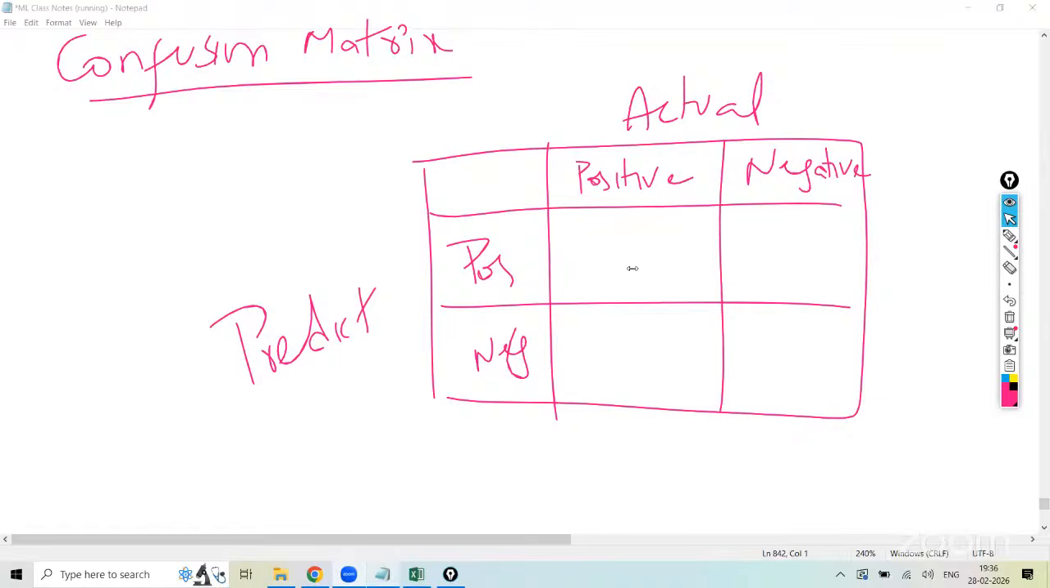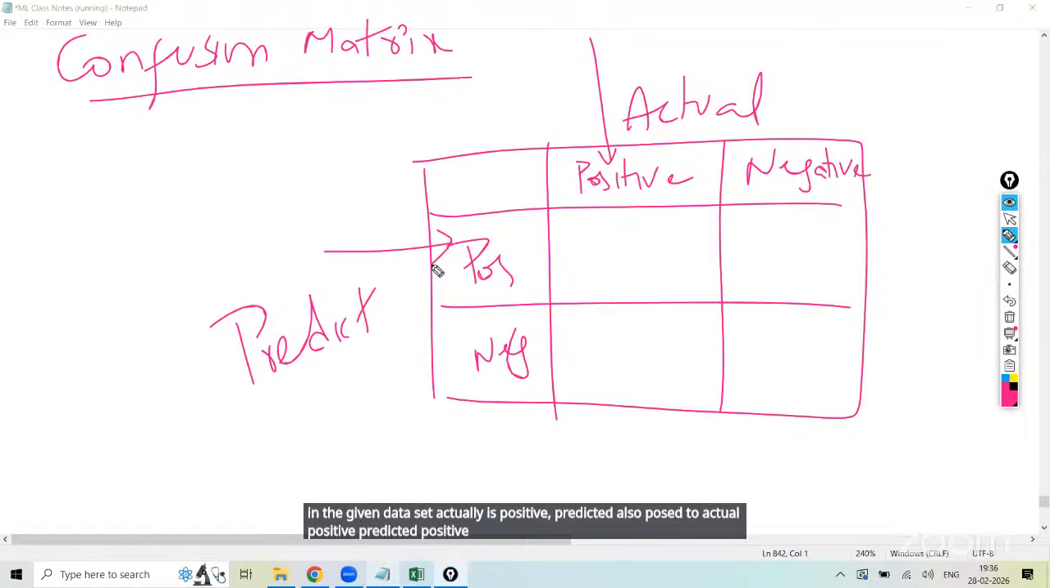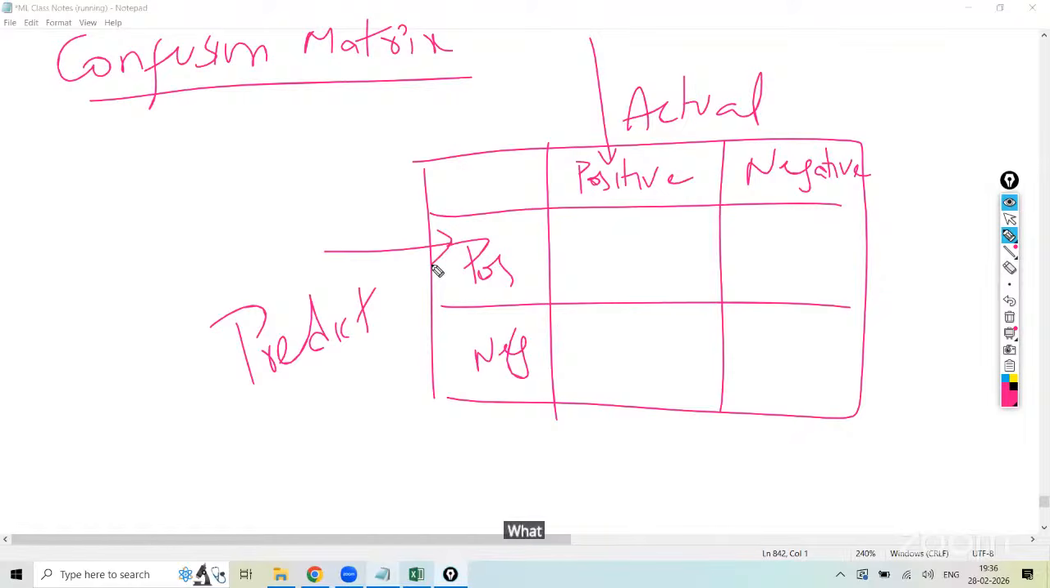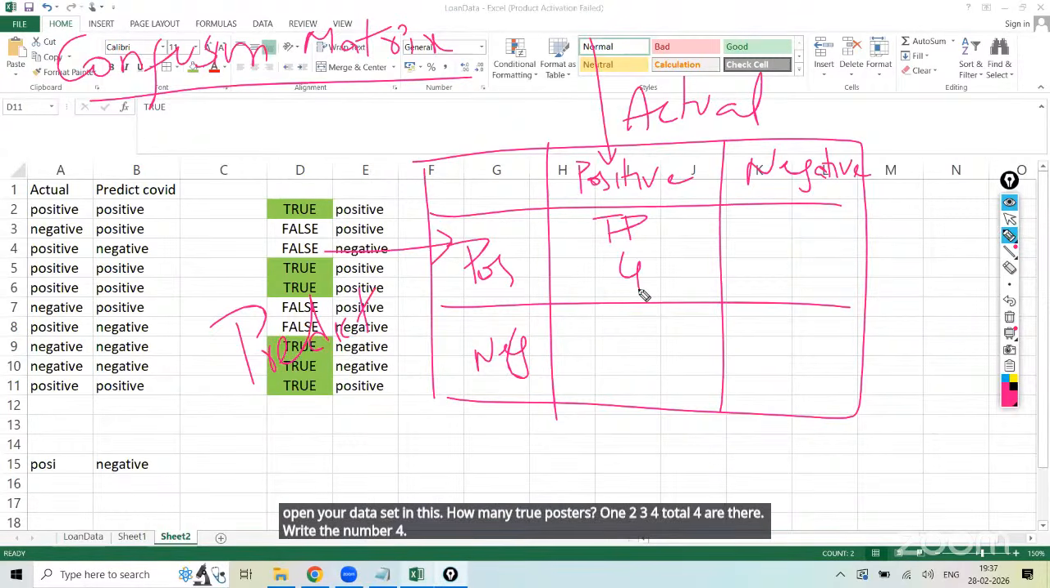Now, here we have to say in the given data set, actual is positive, predicted also positive. Actual positive, predicted positive. What is it called? What is the name for actual positive, predicted positive? True positive. Now, how many records are there in your data set? Open your data set. In this, how many true positives? 1, 2, 3, 4. Total 4 are there. Write the number 4. Completed.